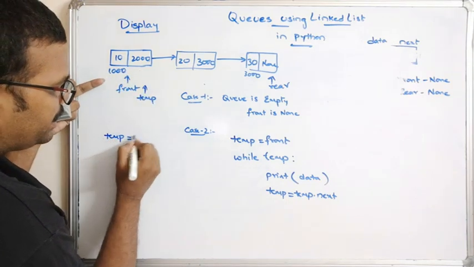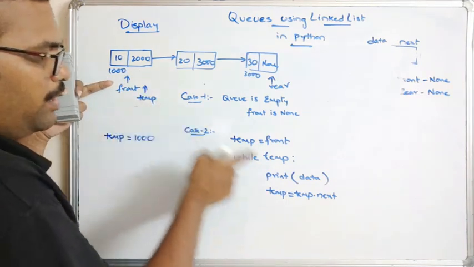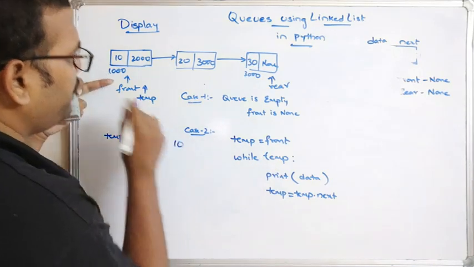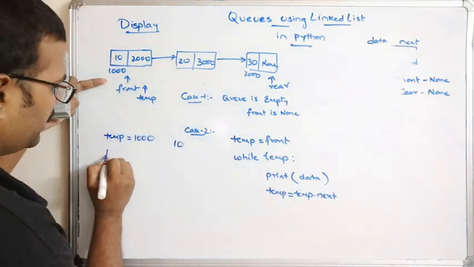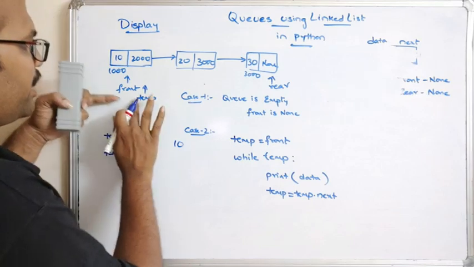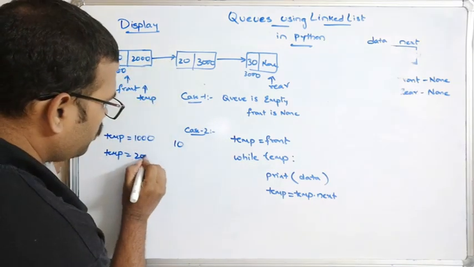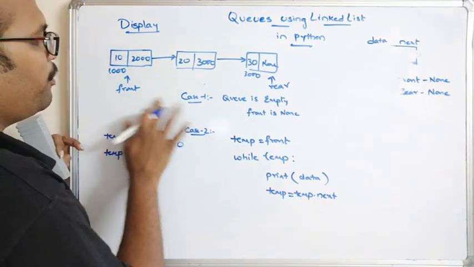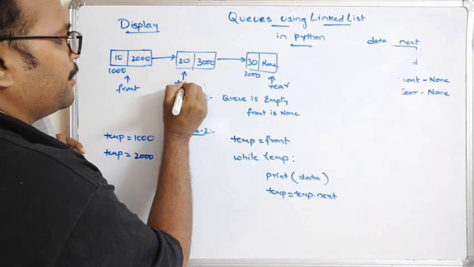See, temp is nothing but 1000, right? So immediately print data. So 10 will be printed and temp is equal to temp.next. So temp is equal to temp.next, that is 2000. So obviously this temp will be pointing here.